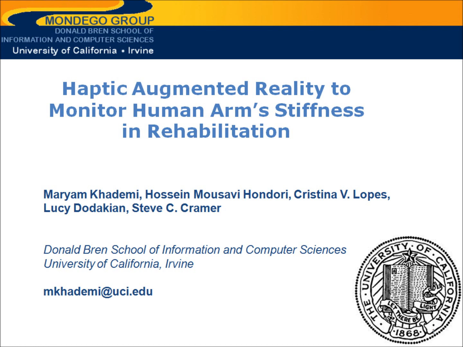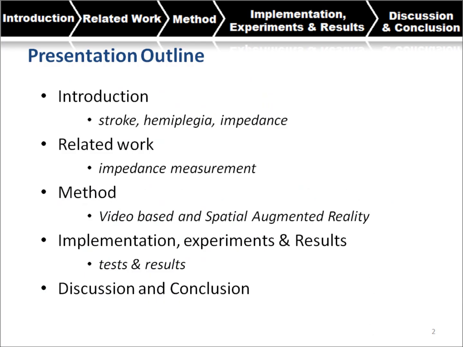Well, the outline of the presentation is as follows. Starting with the introduction, where I talk about stroke, hemiplegia, and impedance, followed by related work, where I talk about impedance measurement methods. Then I will introduce the method of this paper, followed by the implementation of the method, and conclusively the discussion and conclusion of the presentation.